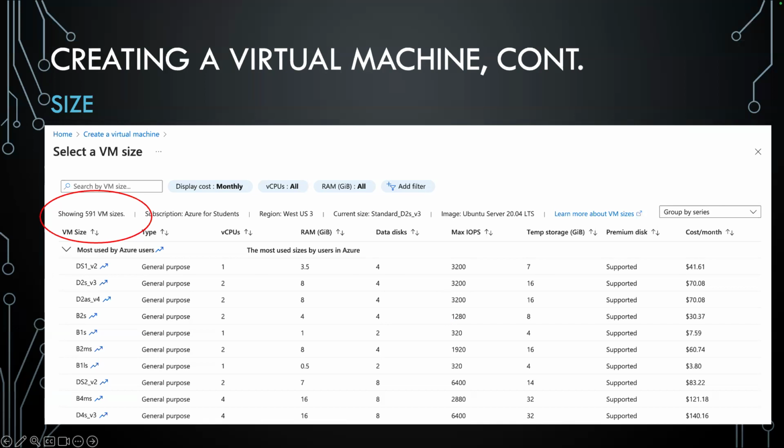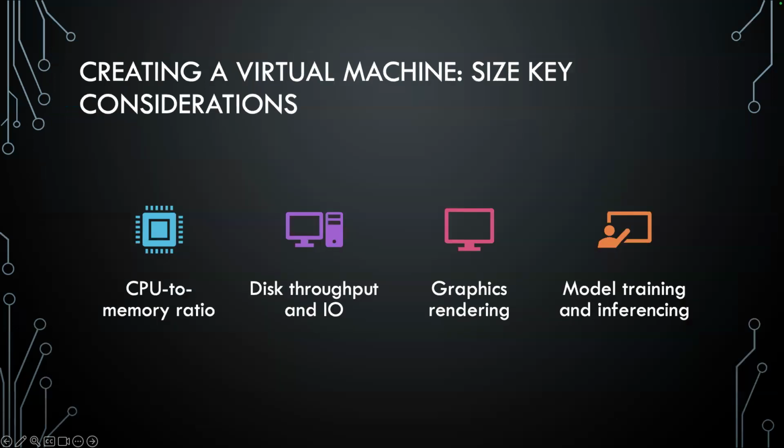There's a lot of different ways we think about our virtual machine sizes. They all depend on your different requirements. So there are a few key things you want to keep in mind, right? There are going to be sizes that are optimized. You want to think about your CPU to memory ratio. You want to think about disk throughput and IO, so how fast you can read and write from disk. You want to think about graphics rendering or GPU usage. If you're using a machine for model training, that's going to have specific requirements, right? Model inferencing is going to have very different requirements. And if you don't know what the differences are, don't worry about it. We're going to cover that in MLOps and get pretty deep into it.